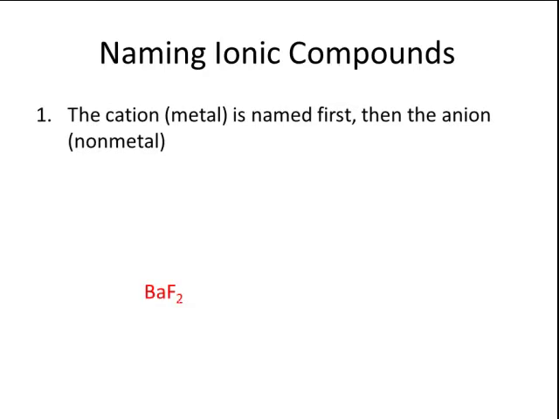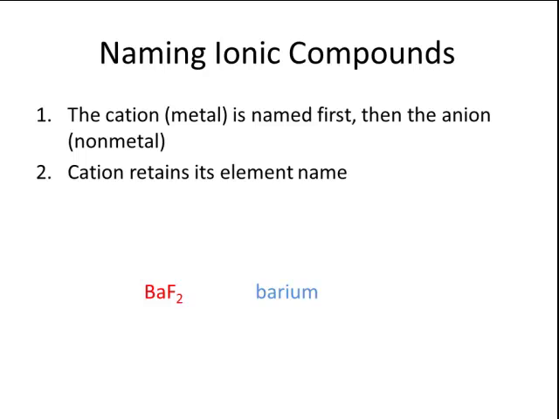When naming ionic compounds, the cation, or the metal, is always named first, followed by the anion, or the nonmetal. When I name the cation, it always retains its element name. So the cation will usually be a metal, and in this case the metal is Ba, or barium. So the first part of this compound name is just barium.